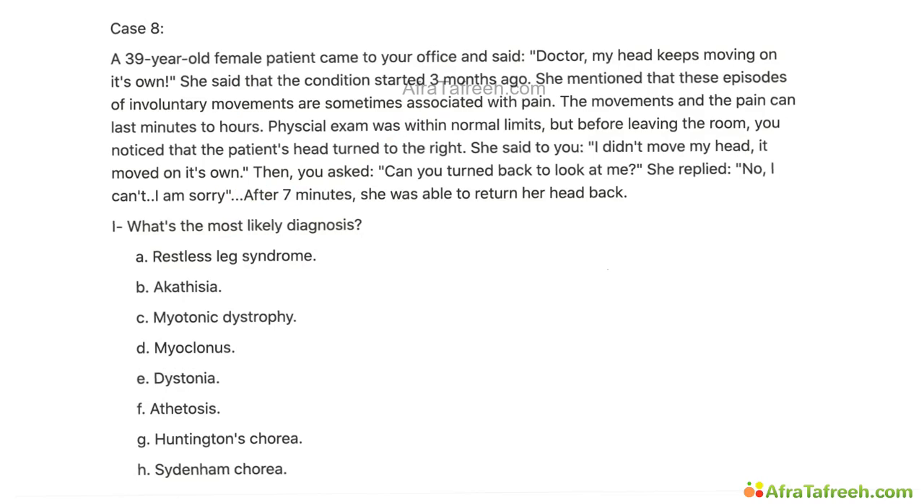Let's dissect that. "My head keeps moving on its own." Involuntary repetitive movements. The patient's head turned to the right and she could not return it back until 7 minutes later. What is the diagnosis? And the answer here is, this is dystonia. Tonia means the tone of the muscle. Difficulty, problem or a disorder of the tone of the muscle.